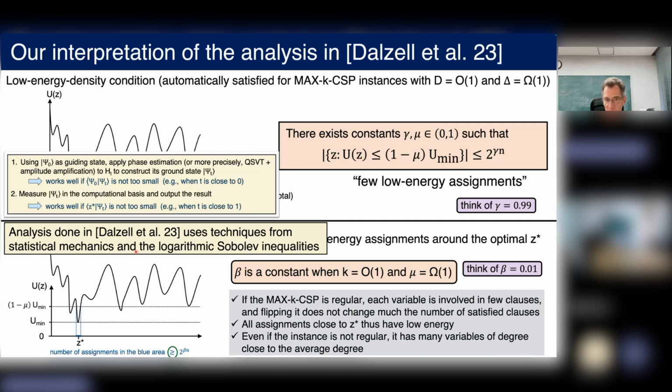They do this using these fairly complicated techniques, but we can actually observe that you can do essentially the same analysis based on the two observations I mentioned. The low energy density condition first, and the fact that you have this lower bound of 2 to the epsilon n on the number of assignments in the blue area, where beta is a constant when k is a constant and mu is also a constant. So you can really avoid this fairly complicated argument from statistical mechanics and complicated inequalities and redo the analysis based on two simple observations. And this is what we will use for the dequantization in the next slide.